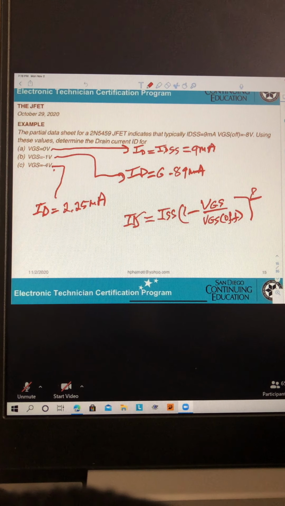Okay, make sure you guys read it. Tomorrow I'll ask you, and you have to answer me. Like I ask you what IDSS is, how to calculate the ID: IDSS times 1 minus VGS over VGS off.